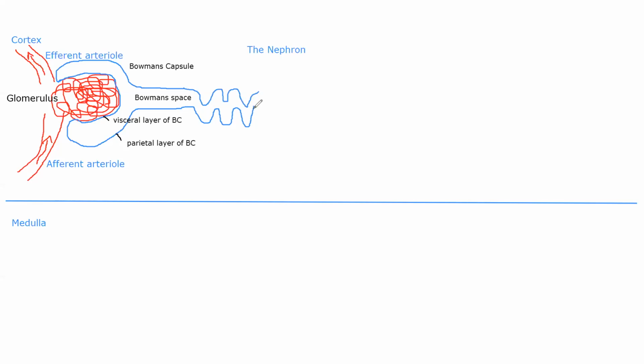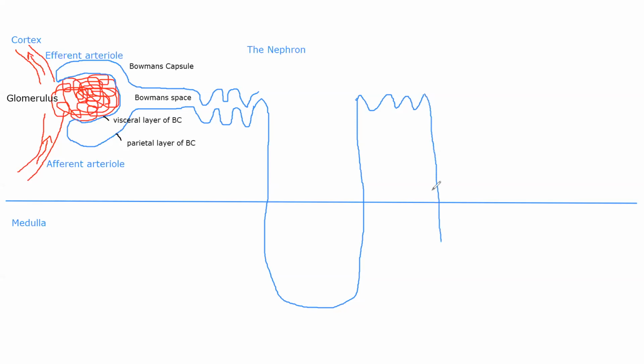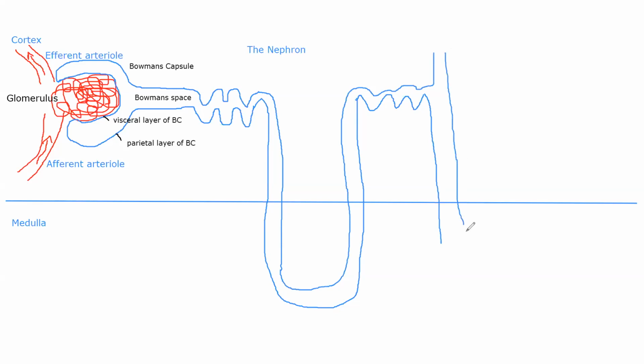Then we get into the loop of Henle, which dips down into the medulla. And then we get to the distal convoluted tubule. And then we get to the distal structures. And I'll label these out here in a minute. Okay. So this is a part of the tubular structure. So we've got a lumen going along here. And this is our distal convoluted tubule. And then this is our collecting duct. Okay, so let's kind of label these out here.